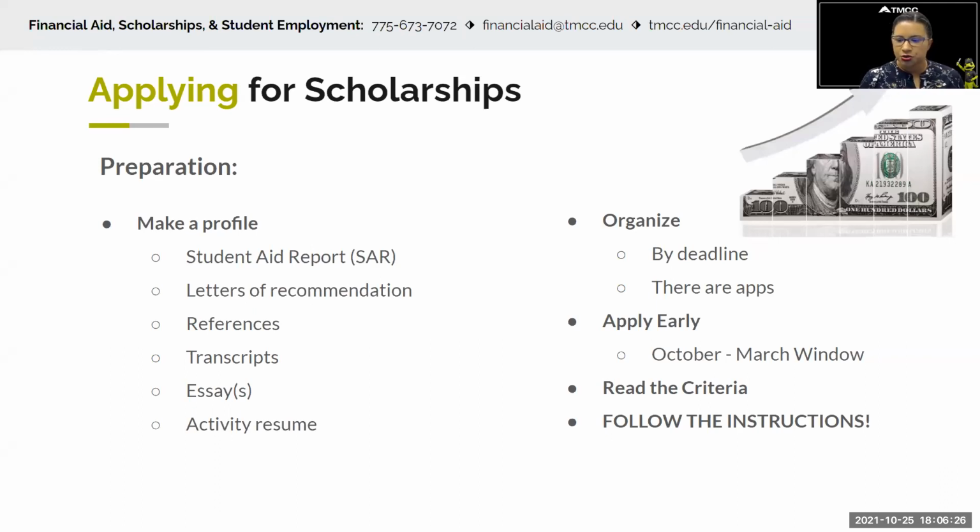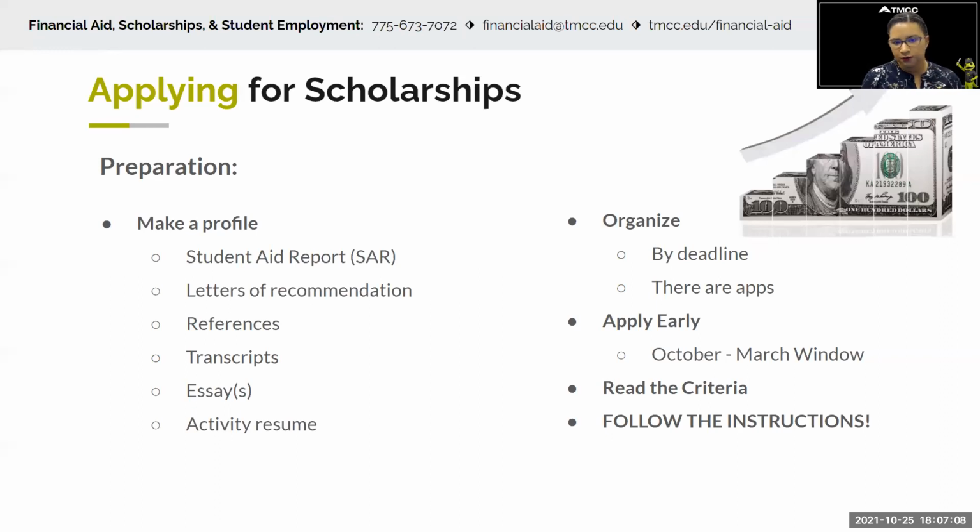The two things that I stress the most when it comes to applying for scholarships are read the criteria and follow the instructions. When I say read the criteria, that just means, does it require a 2.5 GPA and 3 letters of recommendation and your SAR report? Don't submit it without all 3 of those things. And when I say follow the instructions, that means if they ask you for a 500-word essay, make sure it's 500 words, because if it's too short, it'll get tossed. If it goes over, it'll get tossed.